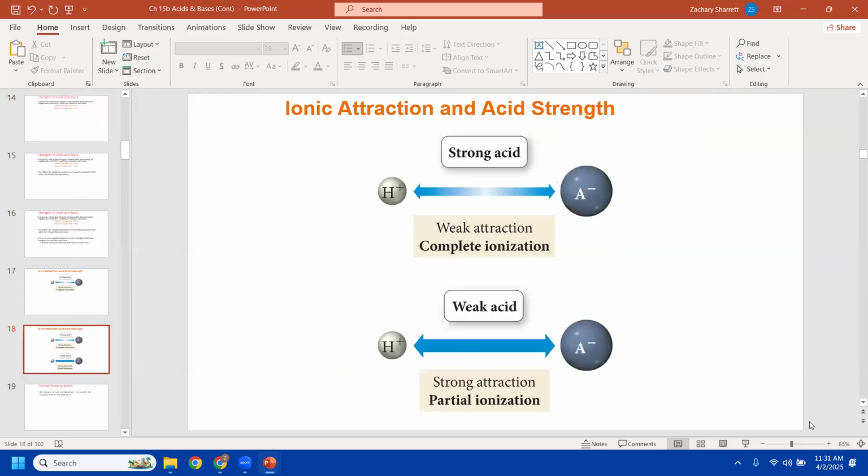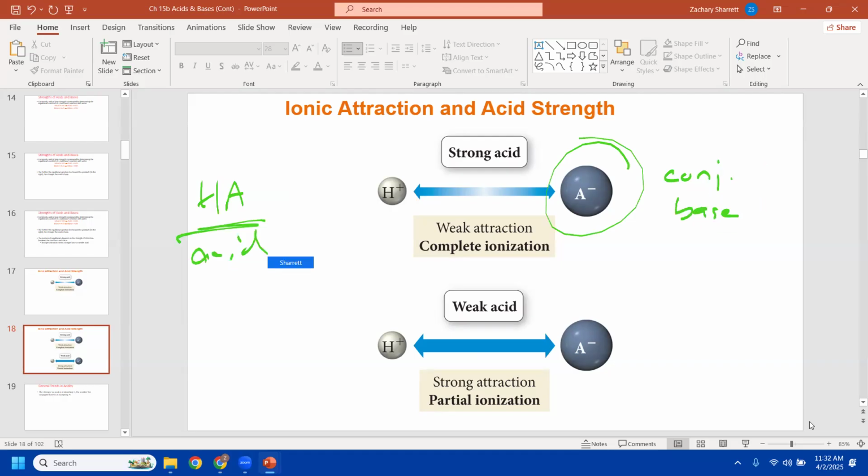A strong acid has weak attraction with its conjugate base. So if HA is the acid, A minus, what's the name for it? That's the conjugate base. That is the acid after it gives off its proton, okay? So a strong acid has these things that do not want to stick together. That's kind of the definition of a strong acid. The conjugate base is the weakest base. It has no desire to grab a proton.